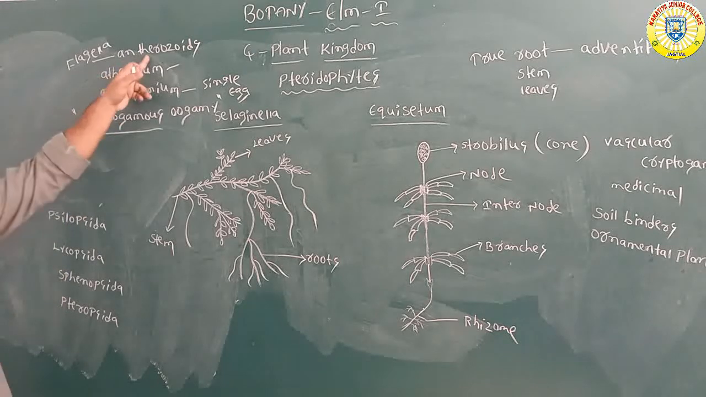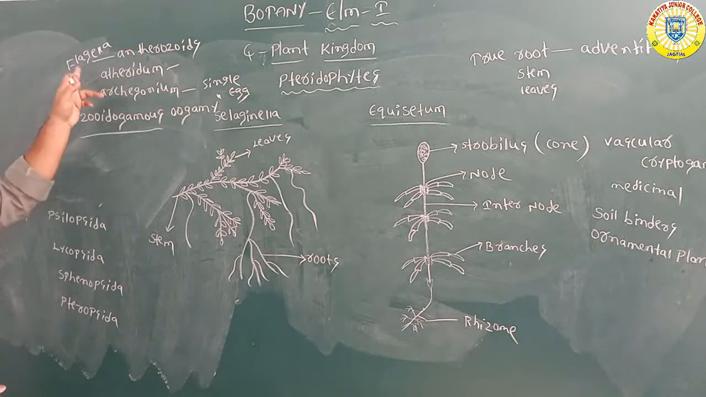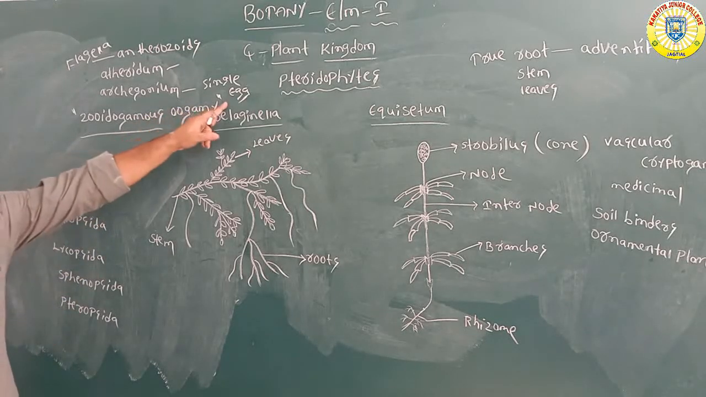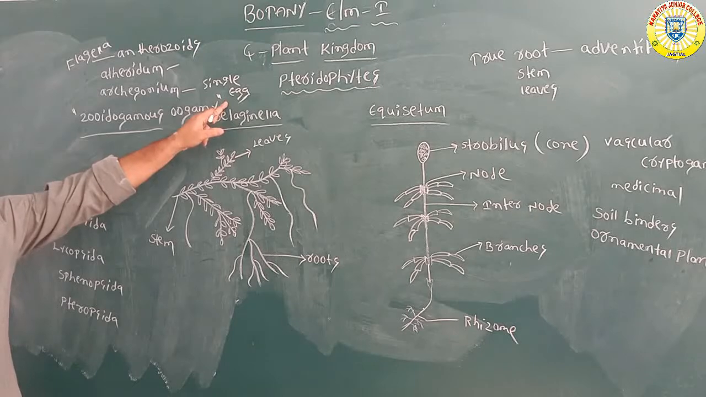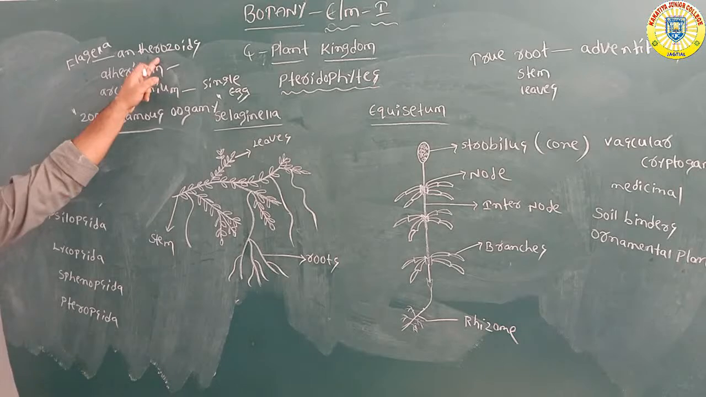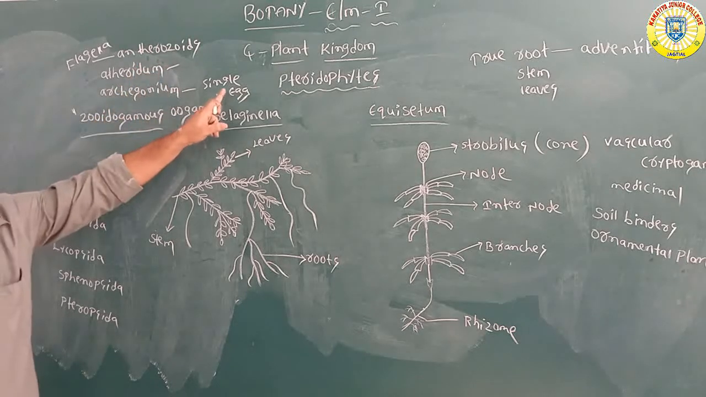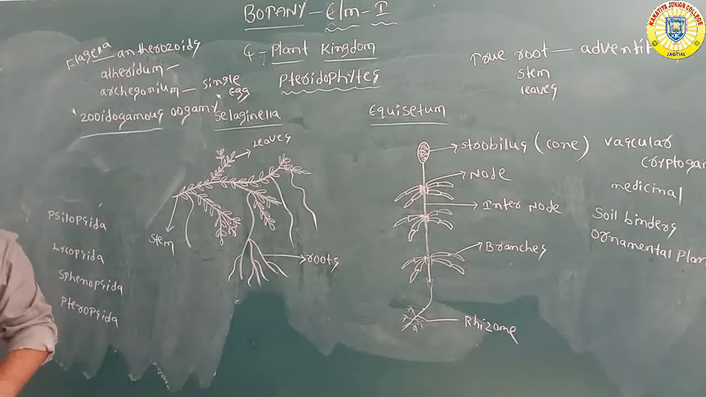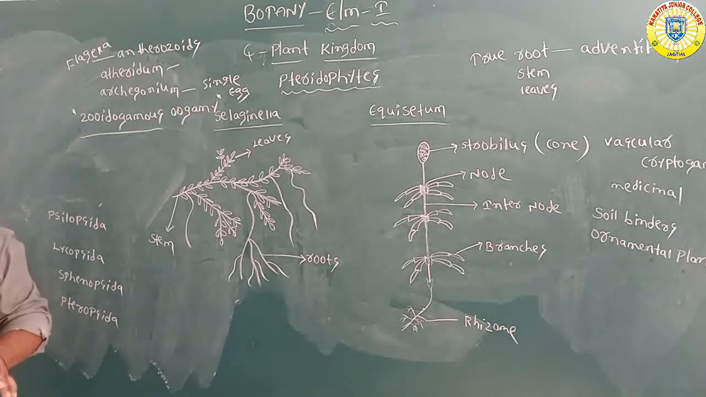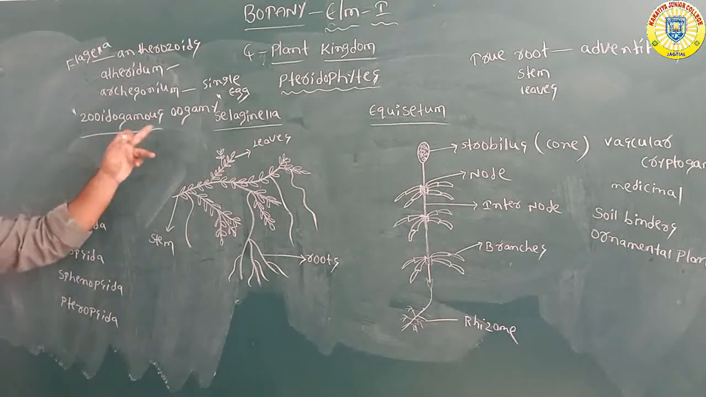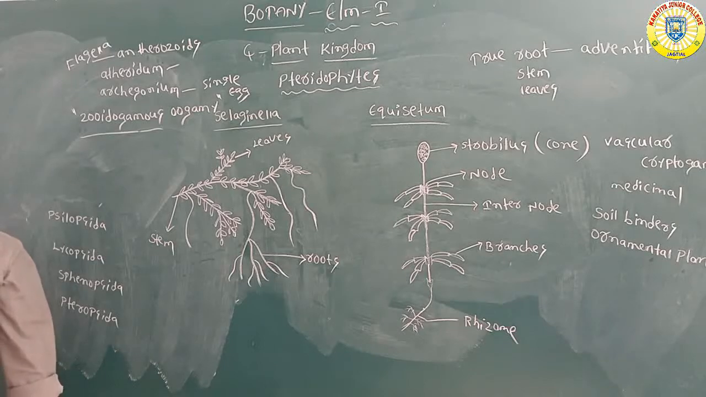Here, what are the male gametes? Antherozoids. Antherozoids have flagella, and with the help of flagella they can move and reach the female gametes, and then fertilization takes place. These male gametes, antherozoids, are able to move, whereas the egg, the female gamete, is unable to move. Because of this, the fertilization process is called zooidogamous oogamy.